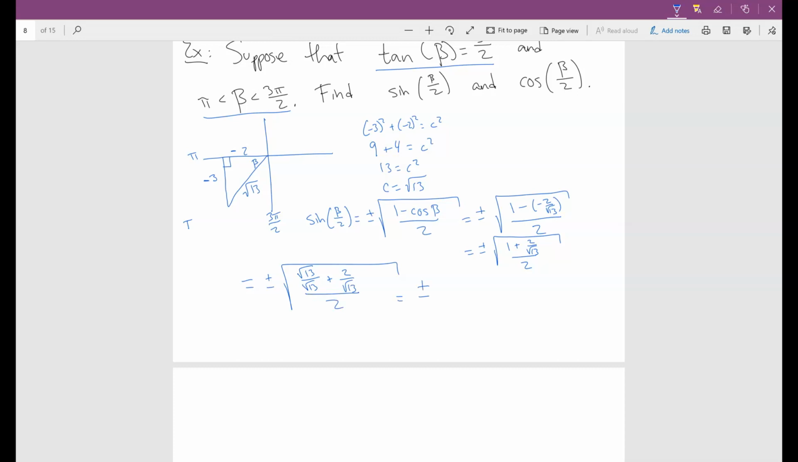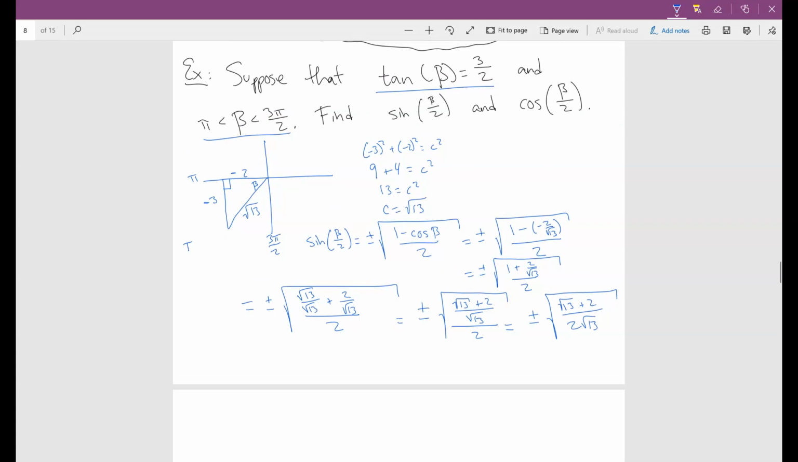So you're going to get plus or minus square root of the square root of 13 plus 2 over square root of 13, over 2. So then your answer will finally be the square root of 13 plus 2 divided by, the 2 is just on the bottom, so it will be 2 square root of 13. Okay, so this looks really, really messy. Okay, so now the only thing that we have to figure out is where exactly is it?